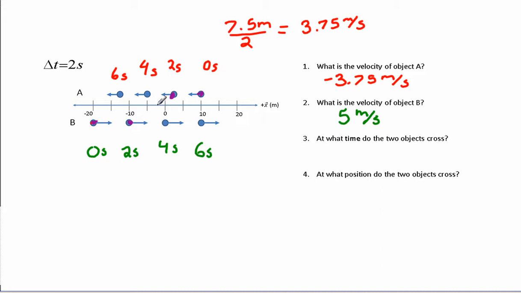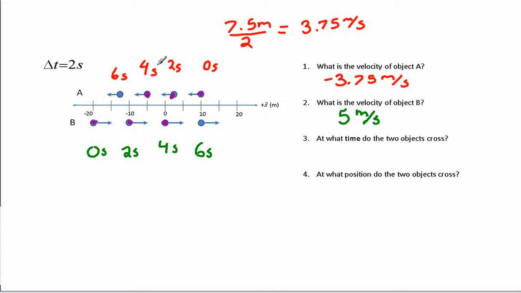But in the next time interval, at 4 seconds, we see that A must have crossed B. Because now at this time interval, at 4 seconds, they're no longer in front of each other. Now that doesn't mean that they crossed at 4 seconds. That wouldn't make any sense. They're not at the same position. And it doesn't mean that they crossed at 2 seconds. That doesn't make any sense. They're not at the same position.